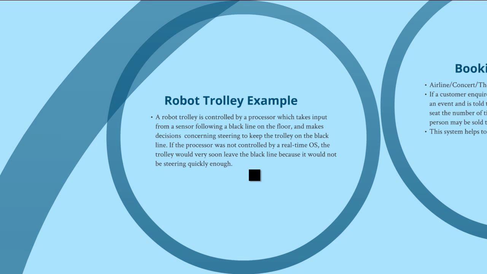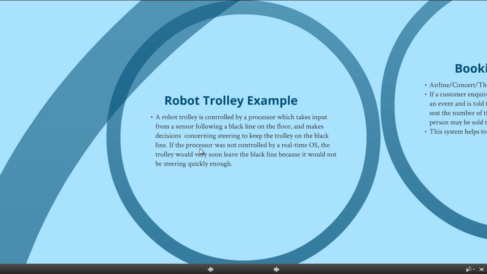So let's have a look at this. The robot trolley example. A robot trolley is controlled by a processor which takes input from a sensor following a black line on the floor. It makes decisions concerning steering to keep the trolley on the black line. If the processor was not controlled by a real-time operating system, the trolley would very soon leave the black line because it would not be steering quickly enough.